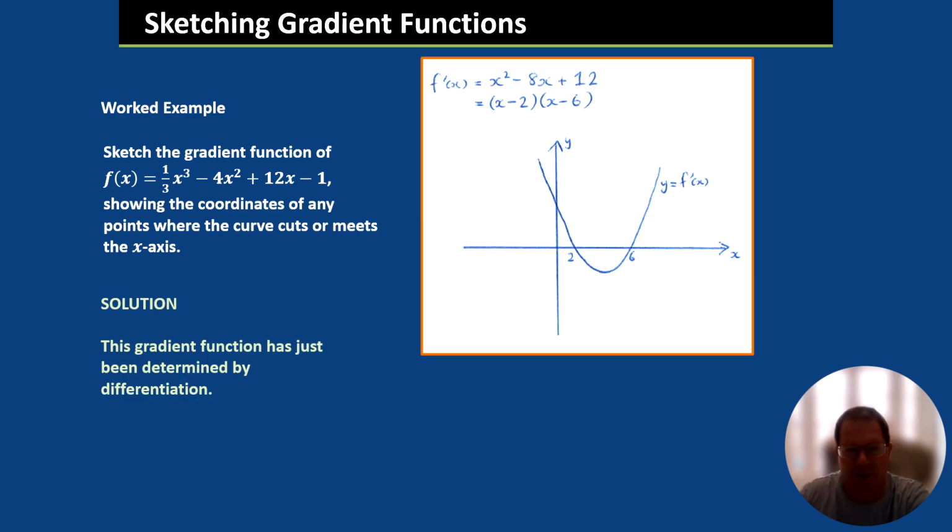This time we have a cubic. Sketch the gradient function of f of x equals 1/3 of x cubed minus 4x squared plus 12x minus 1, showing the coordinates of any points where the curve cuts or meets the x-axis. Well, this gradient function has just been determined by differentiation, and it's quadratic.